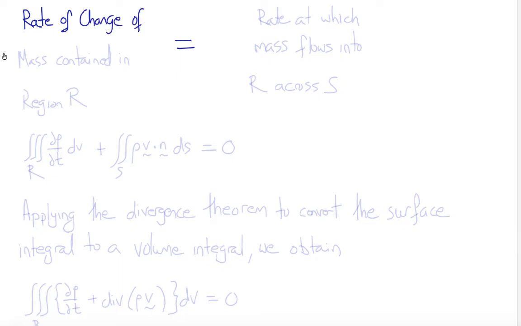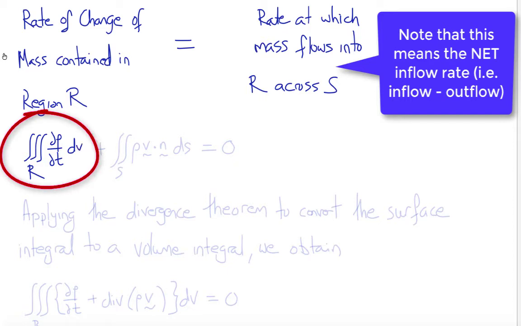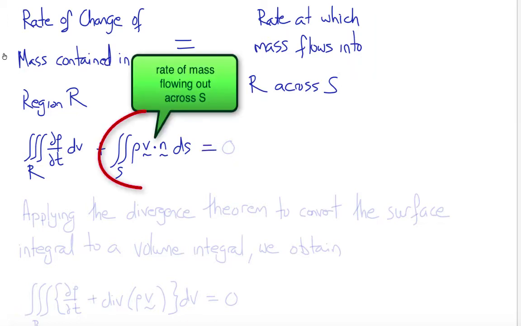The rate of change of mass contained in the fixed spatial region R must equal the rate at which mass flows into that region R across its boundary S. So mathematically, the rate of change of mass would be the integral of the rate of change of density with respect to volume, so the triple integral over R of ∂rho/∂t dv. And then the rate at which mass flows into the region, if we subtract that from both sides, we would now add the rate at which mass flows out of the region, and that's given by the surface integral of rho v dot n dS, where v is the velocity vector, n is the outward normal to S.